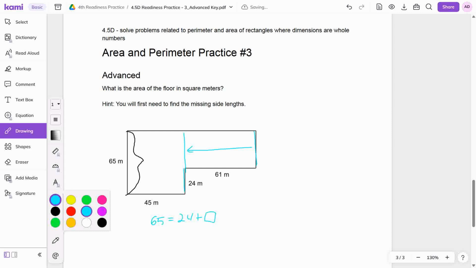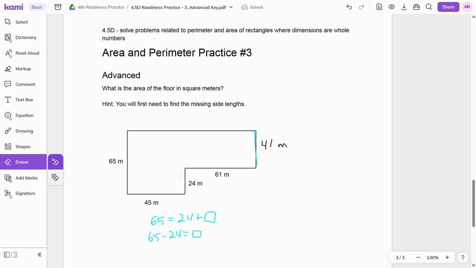So let's just rewrite that as 65 minus 24 equals that missing number, right? We can write that as a fact family. And so that's going to end up being 41. So we can put 41 meters right there because 41 and 24 make that 65.